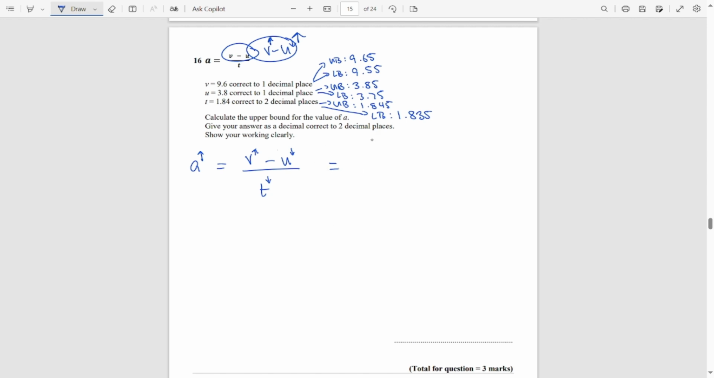Okay, so let's take the upper bound of V. The upper bound of V is 9.65. I subtract the lower bound of U, which is 3.75. And then I'm going to divide by the lower bound of T, which is 1.835. You can type that into your calculator and you get 3.22.